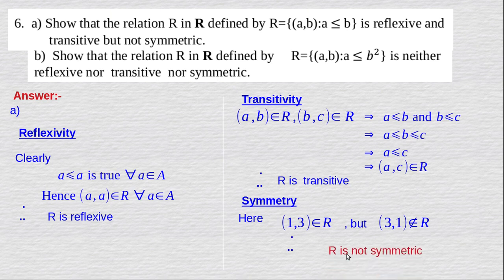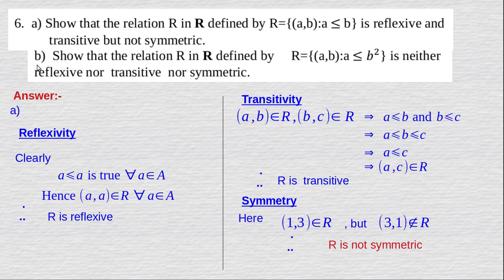Hence, the relation is not symmetric. 1 3 is an example. You can take any example, 1 3, 1 4, 1 5, 2 100, etc. You can take any example satisfying the given condition: AB belongs to R and BA does not belong to R. Anyway, this relation is not symmetric.